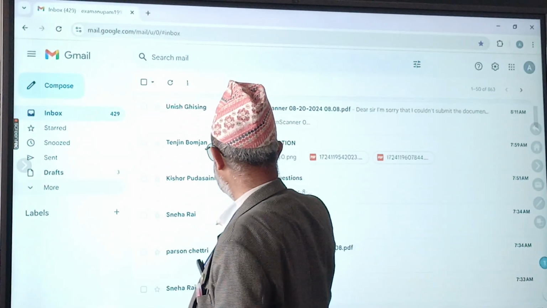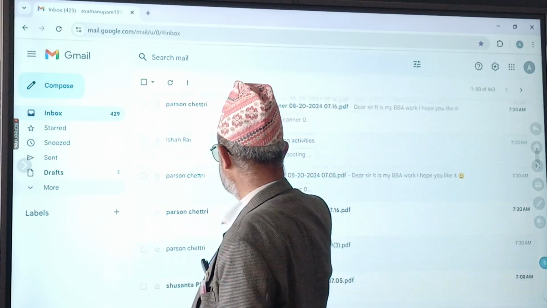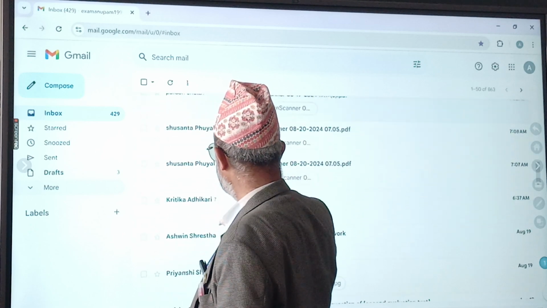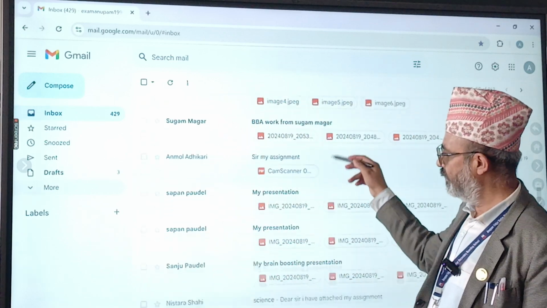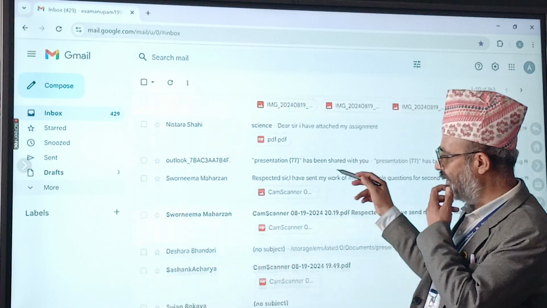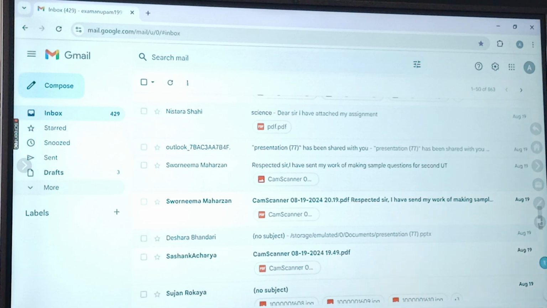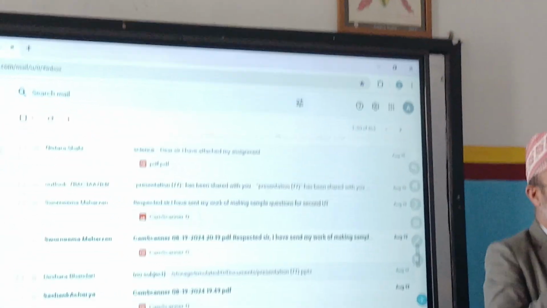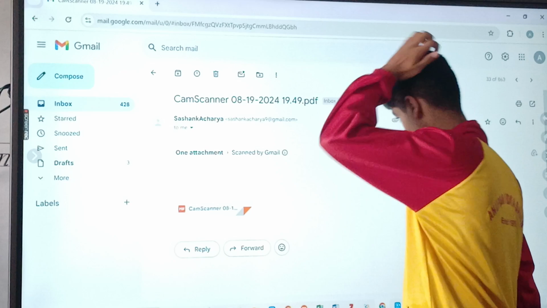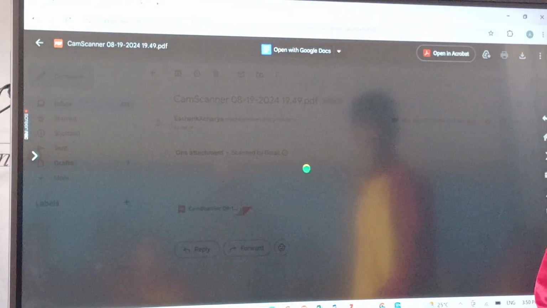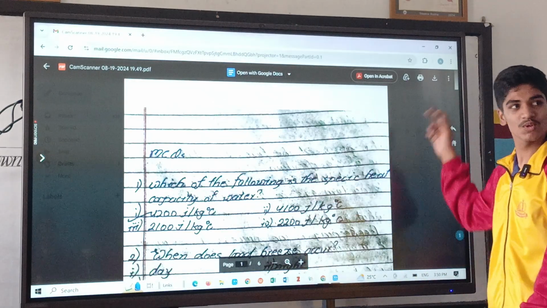Sapan, Tenjin Kishore, Sneha, Parson, Sneha Rai, Parson Arina Guvaju, Aisan Rai, Parson, Sushant Puyal, Kritika Adhikari, Priyanshi, Avisha Duhari, Sugam Anmol, Sapan Paudel, Sanju Paudel, Sasank Acharya, come here. Download or sir, not sir.